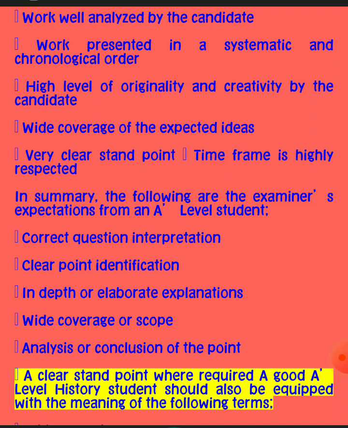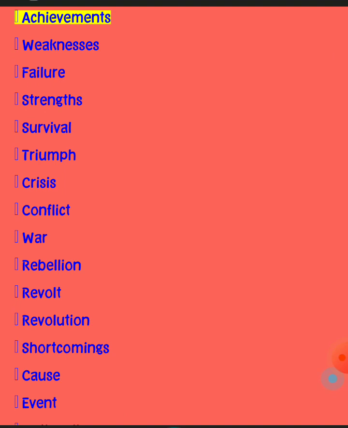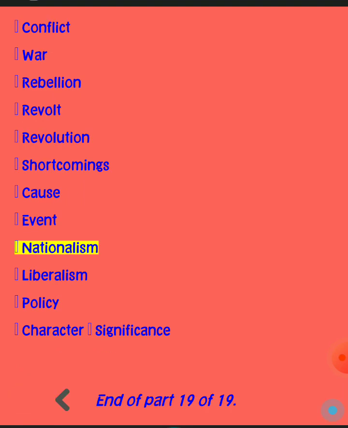A good A-level history student should also be equipped with the meaning of the following terms: achievements, weaknesses, failure, strengths, survival, triumph, crisis, conflict, war, rebellion, revolt, revolution, shortcomings, cause, event, nationalism, liberalism, policy, character, significance.